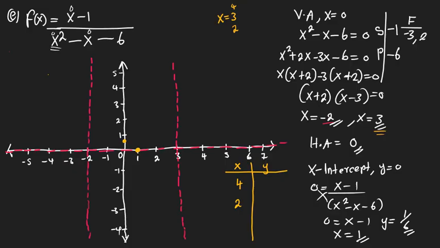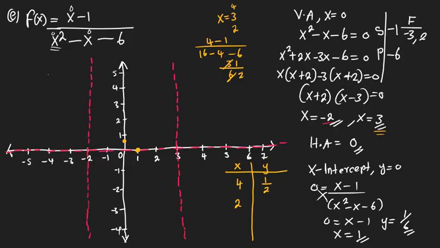Then I'll say 4. If I put a 4, x is 4, so it will be 4 minus 1 over, 4 to the power 2 is 16, minus 4 minus 6. So 4 minus 1 is going to be 3 over 16, negative 4 minus 6 is negative 10. Then 16 minus 10 is going to give me 6. That and that will cancel. It will give me 1 over 2. So I'm going to get 1 over 2 here.